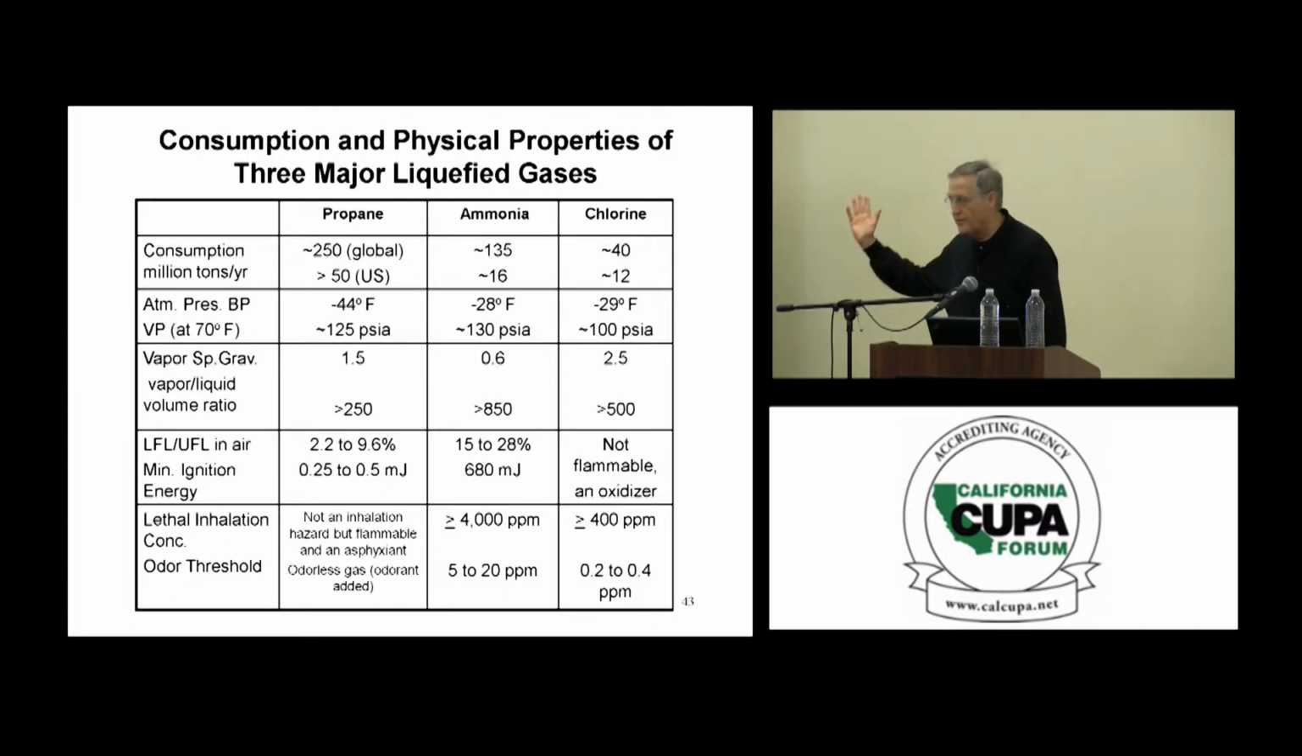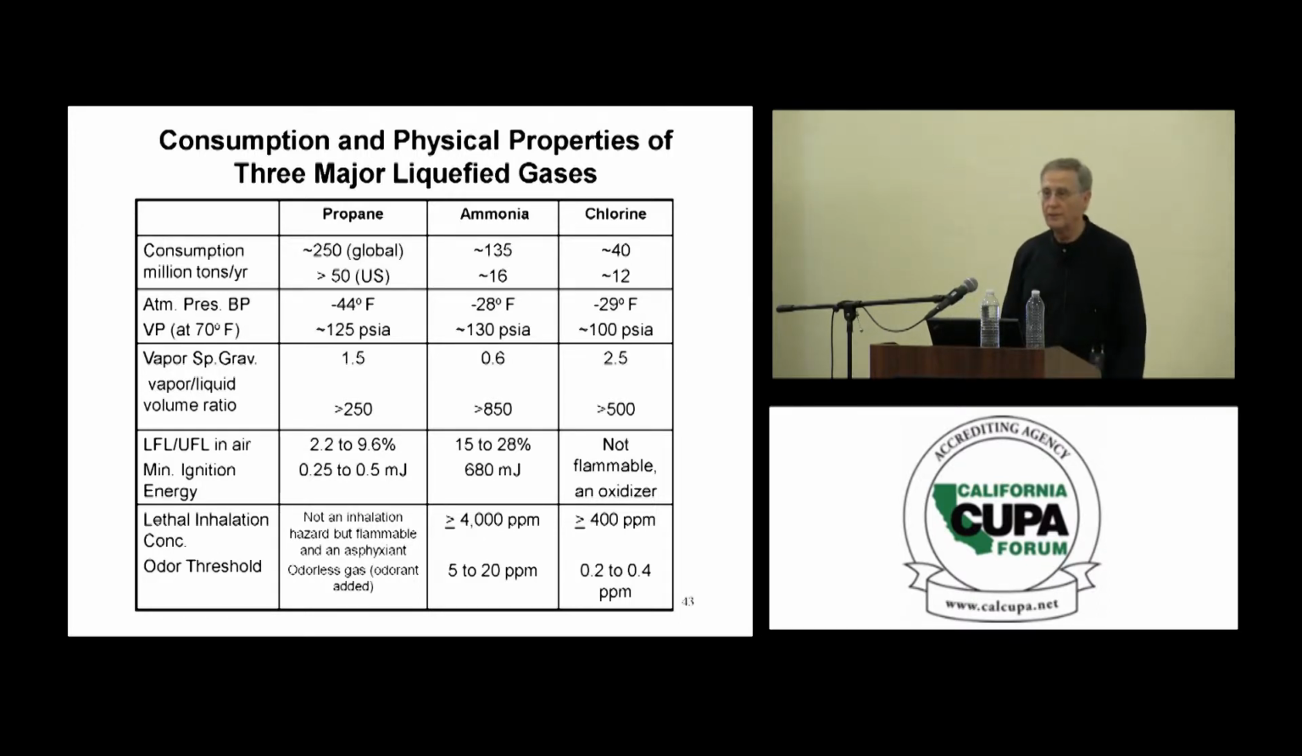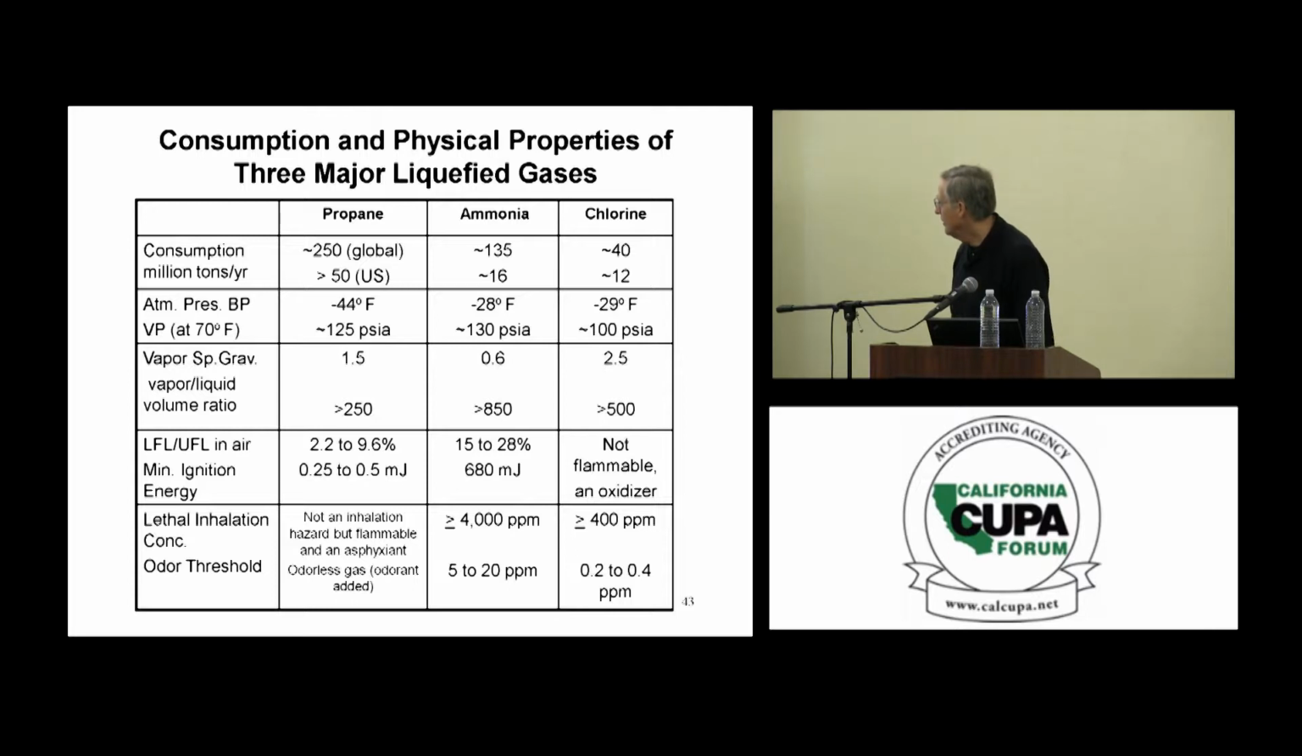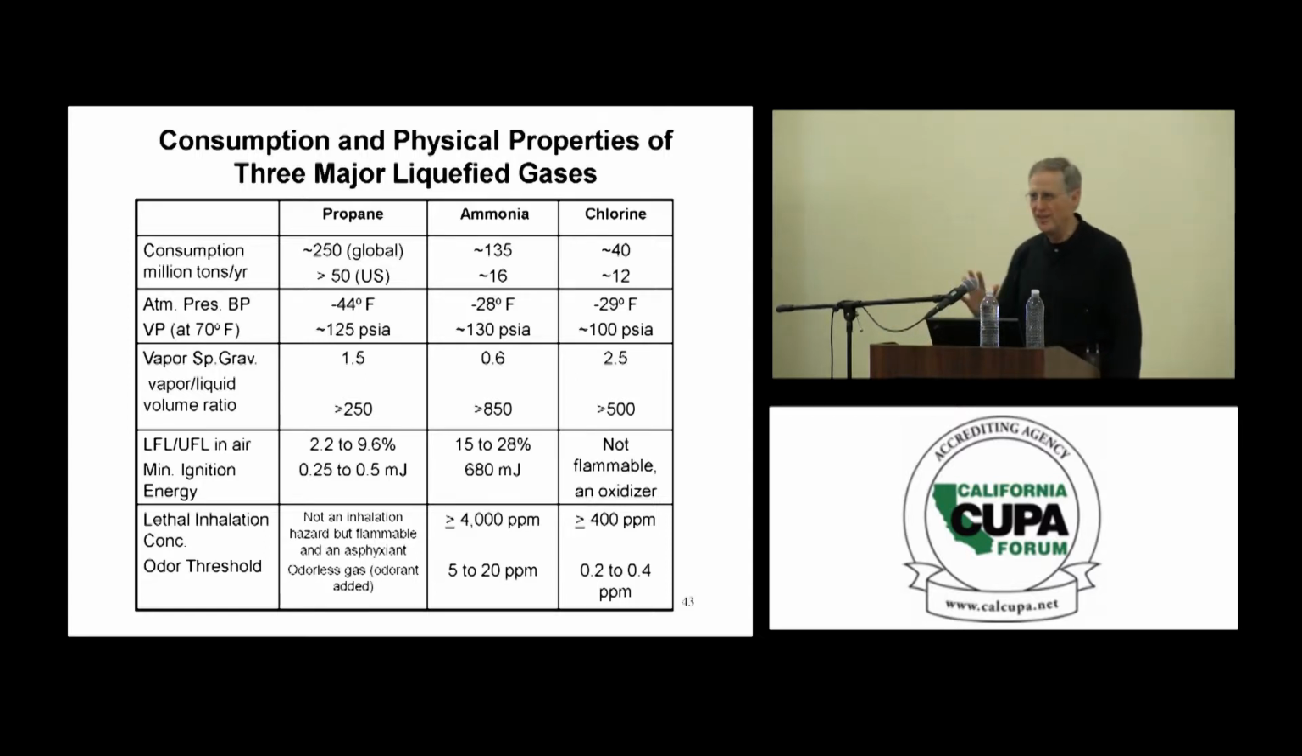I'm going to go back and revisit this, but in terms of tonnages, I also wanted to point those numbers out. In consumption, propane is 250 million tons a year globally, about 50 million in the US. Ammonia is over 100 million, and chlorine around 40 million globally. So there's a lot of material. Yes? Does this change year by year? Oh, yeah. It goes up and down, but this is ballpark, close enough. But it does change. These numbers are typical for the last 4 or 5 years.